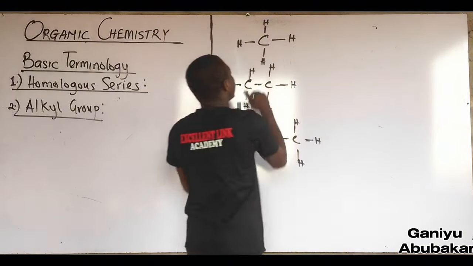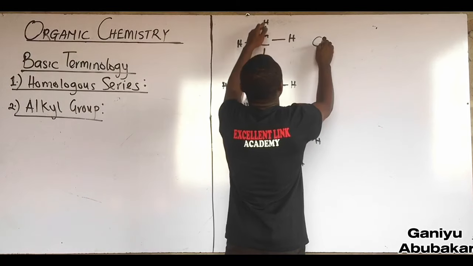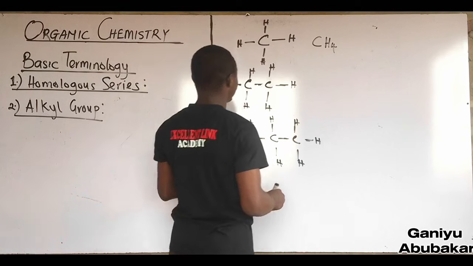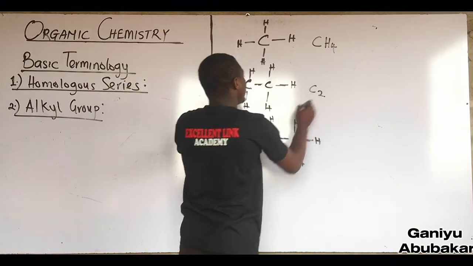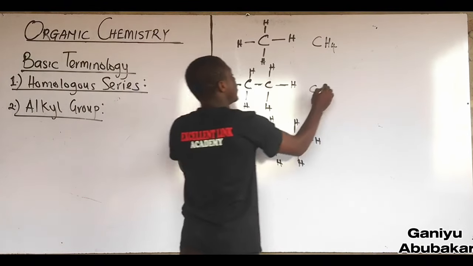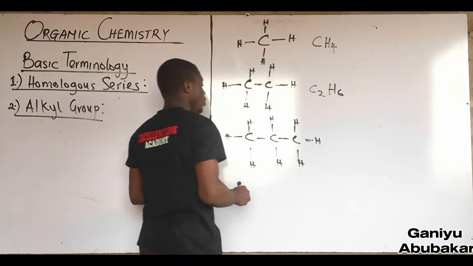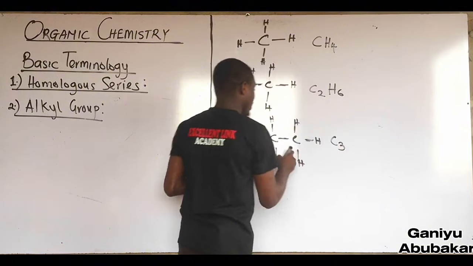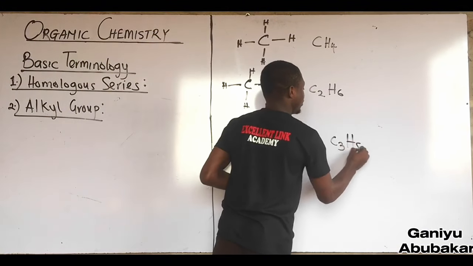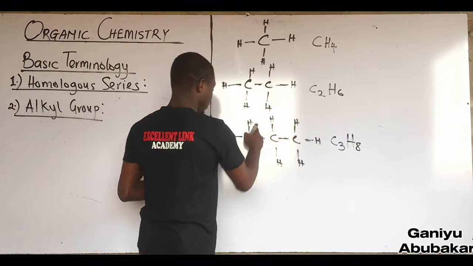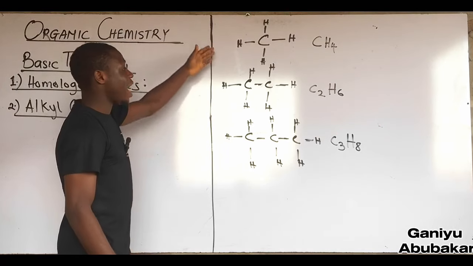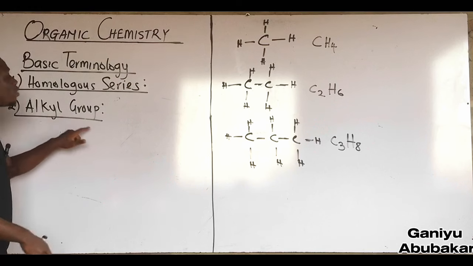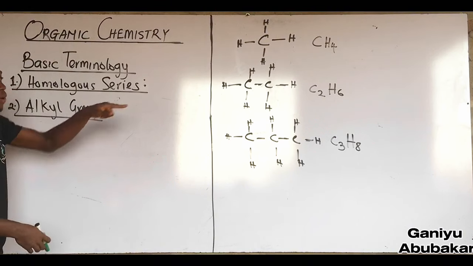So this one now is C. I have 4 hydrogen here, CH4, as the first member of the alkane. This is 2 carbon atoms, C2, 1, 2, 3, 4, 5, 6, H6, 6 hydrogen. For this one here, I have 3 carbon atoms, 1, 2, 3, that's C3, then H8, 1, 2, 3, 4, 5, 6, 7, 8. So these are simply the alkanes, as I showed you earlier.